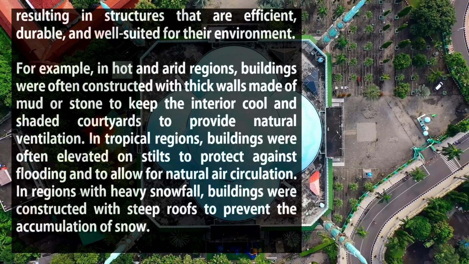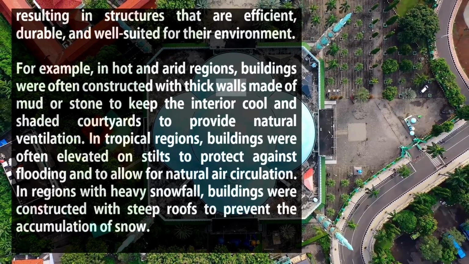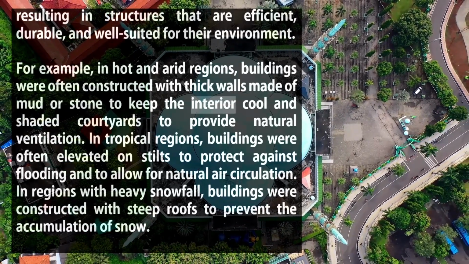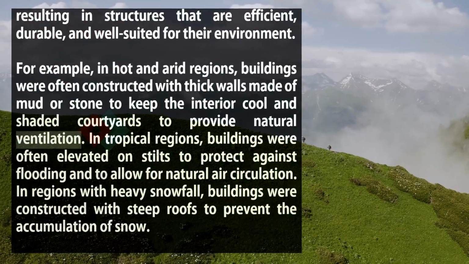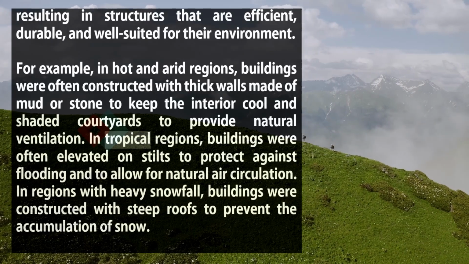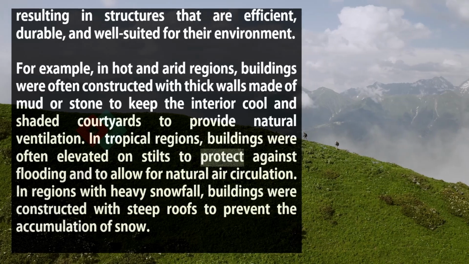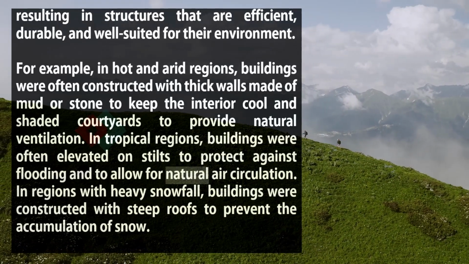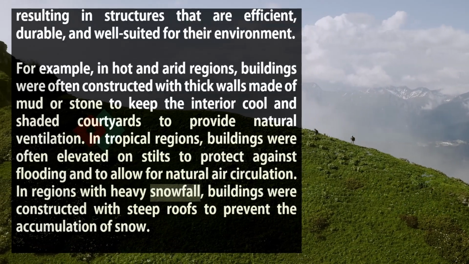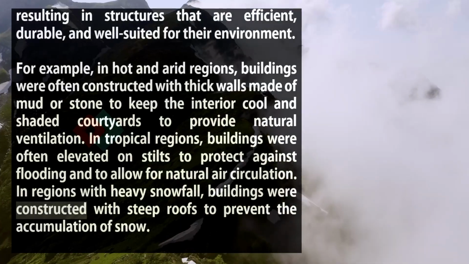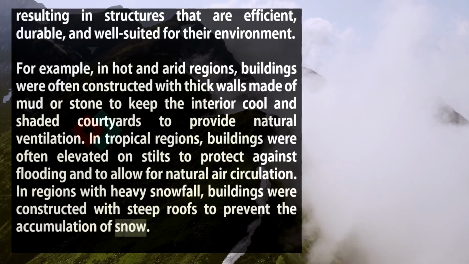For example, in hot and arid regions, buildings were often constructed with thick walls made of mud or stone to keep the interior cool, and shaded courtyards to provide natural ventilation. In tropical regions, buildings were often elevated on stilts to protect against flooding and to allow for natural air circulation. In regions with heavy snowfall, buildings were constructed with steep roofs to prevent the accumulation of snow.